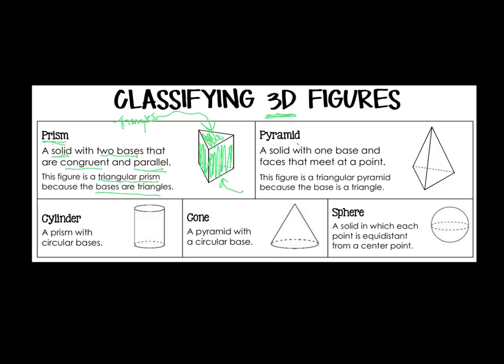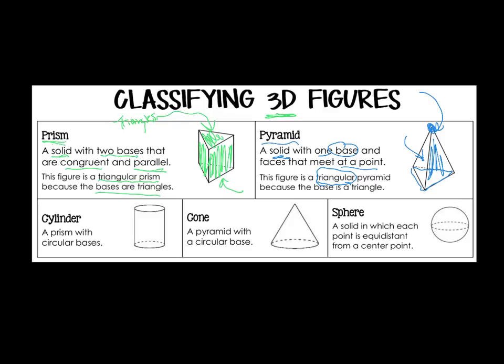Next, we have a pyramid. And what is a pyramid? Again, it's a solid with one base. So this would be a triangular pyramid because it has a triangle base. So again, that base is the first part of the name. And the key difference between a pyramid and a prism: one base, and then the faces, right? So here's one face here and another face there, and there's a third one in the back. They all meet up at one point. That's what makes that a pyramid.